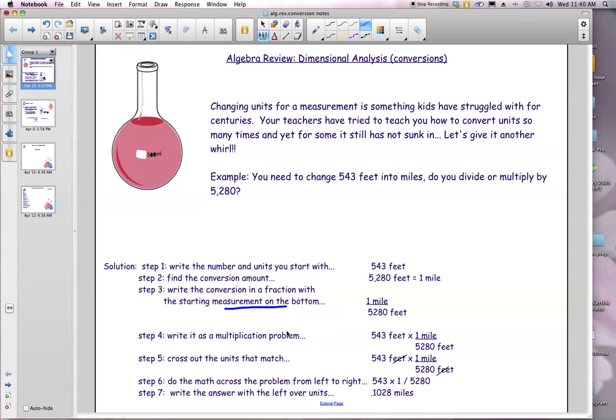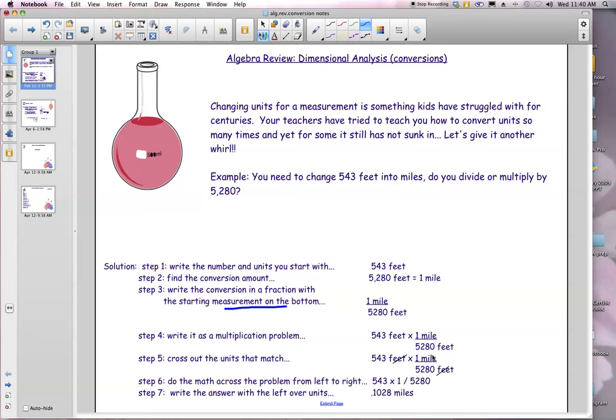Then you simply write it as a multiplication problem. So 543 feet times, and then we would write 1 mile over 5,280 feet. You write the starting measurement on the bottom because whatever's on the top, if it has a matching part on the bottom, it can be crossed out. So that's what we do. We cross out the feet and the feet since they're matching. One's on the top, one's on the bottom.